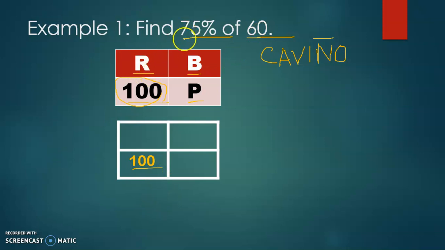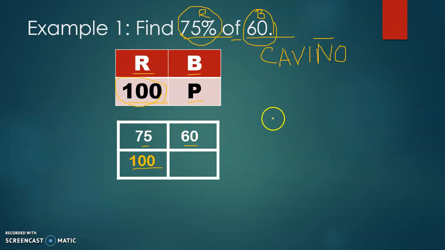Okay. I-replace lang natin yung mga values. Alamin natin kung ano to. So, 75%. Merong percent sign. Ibig sabihin ito ay rate. Of 60. After ng word of, that is 60. Ibig sabihin, this is the base. Kung kaya naman, pag pinalit natin yan, ang rate ay 75. Ang base ay 60. 75 nasa taas. Base ay nasa taas din. That is 60.